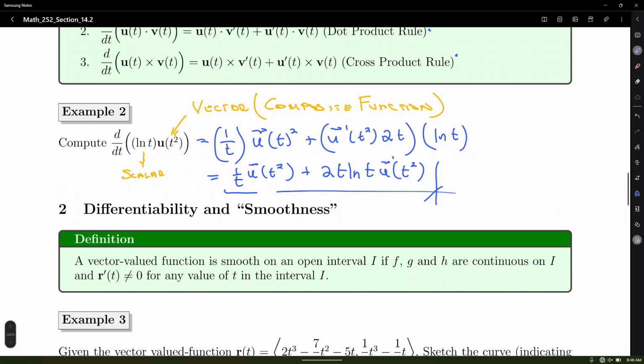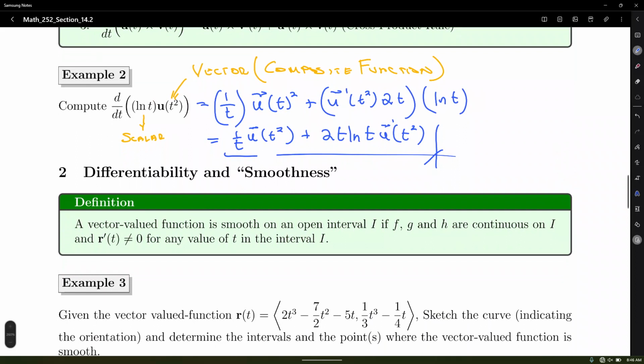What's next? The next topic in this section is differentiability and smoothness. Again, this is going to take us back to Calculus 1 when you were differentiating functions. However, functions may not be differentiable at all points in their domains. In Calc 1, what if a function has a vertical asymptote? Well, it's not even in the domain for that value of x. So it's not in the domain.